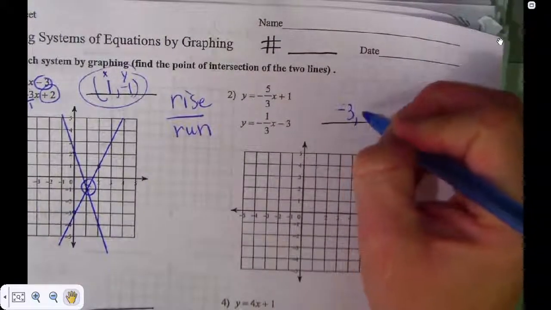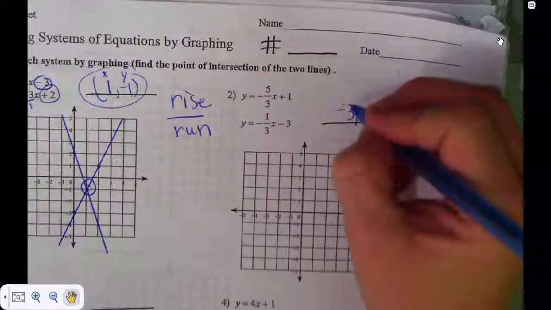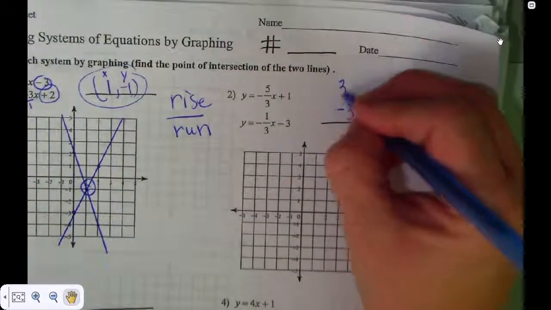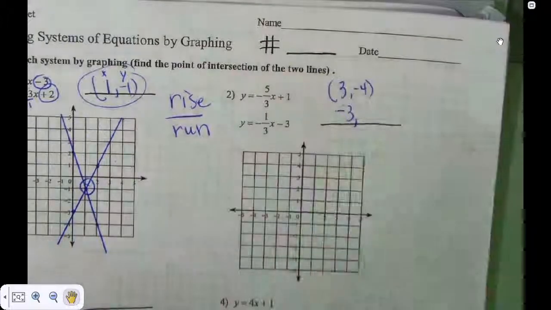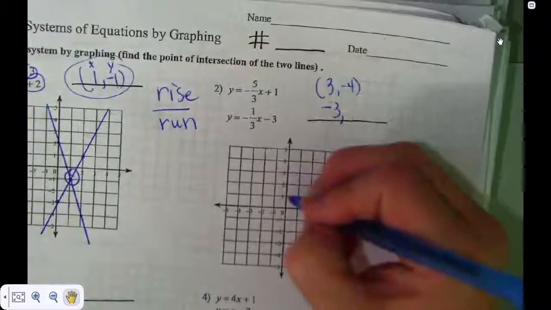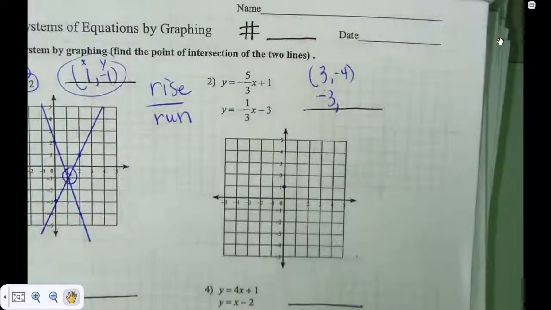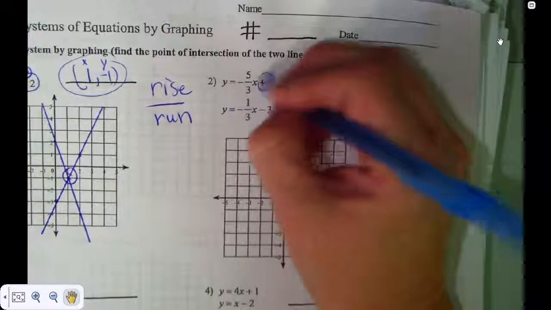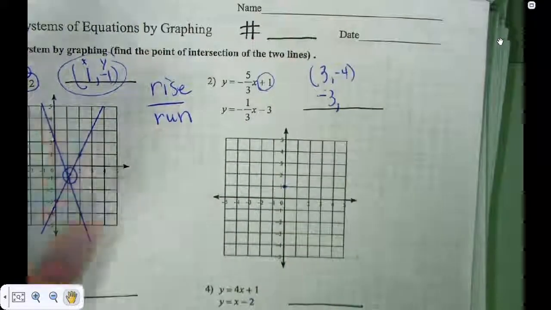Okay, number 2, what'd you get? Did everybody get (3, -4)? Okay, (3, -4). I heard both answers: (3, -4) and (-3, 4). So let's see which one it is. We're going to go to +1. We all should know to do that first. +1.